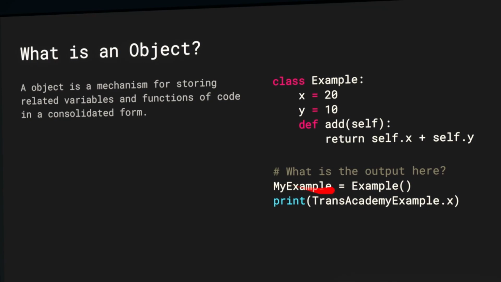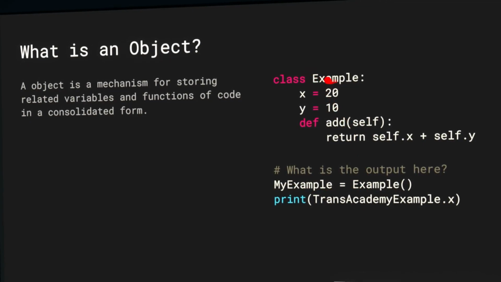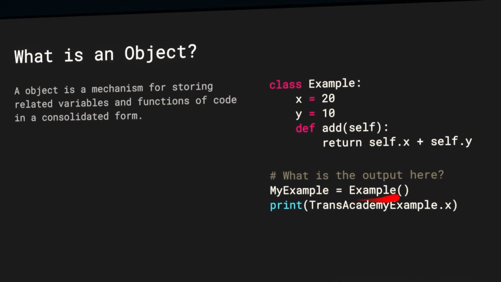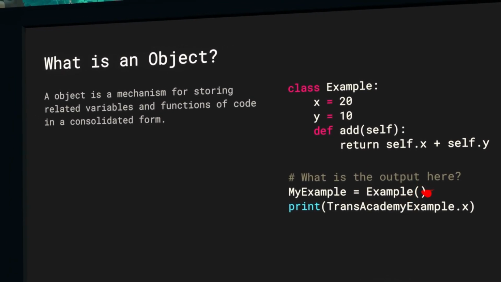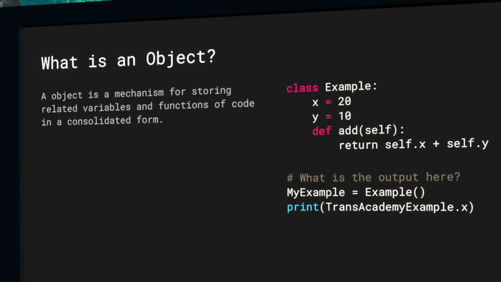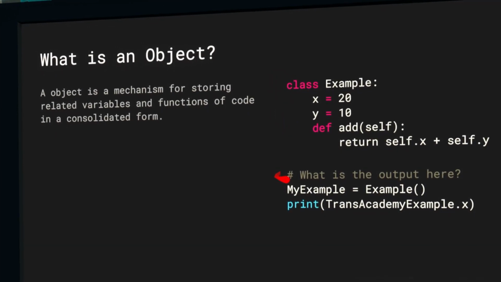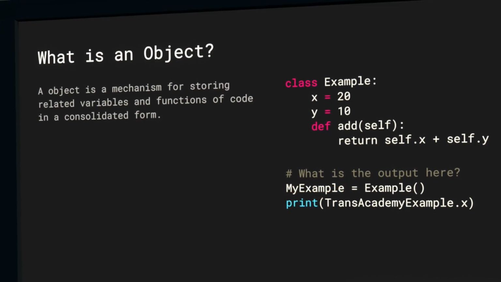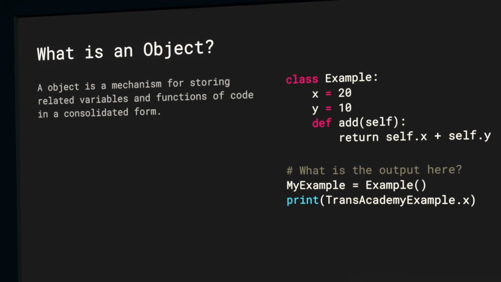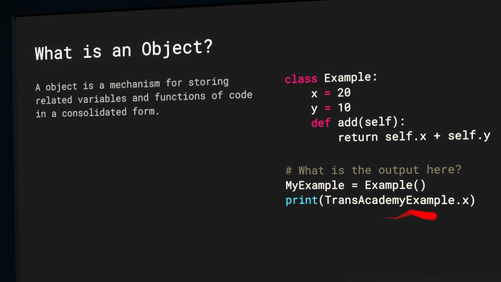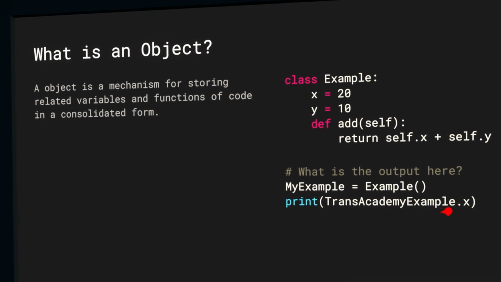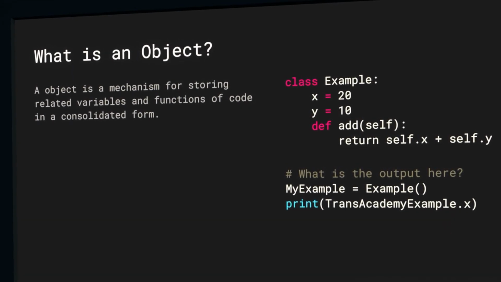I'll show an example of how you create a new instance, or a new copy, of Example. We just do this: Example, parentheses. What this will do is call a constructor and create a new copy of this object, which will be assigned to the myExample variable. I do want to acknowledge this is a typo. This is supposed to be myExample. But in this case, it would be myExample.x, which is 20.